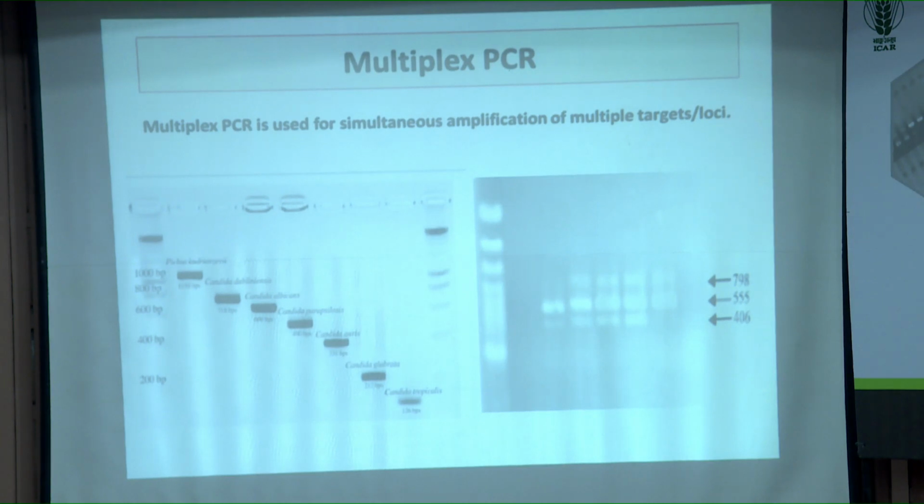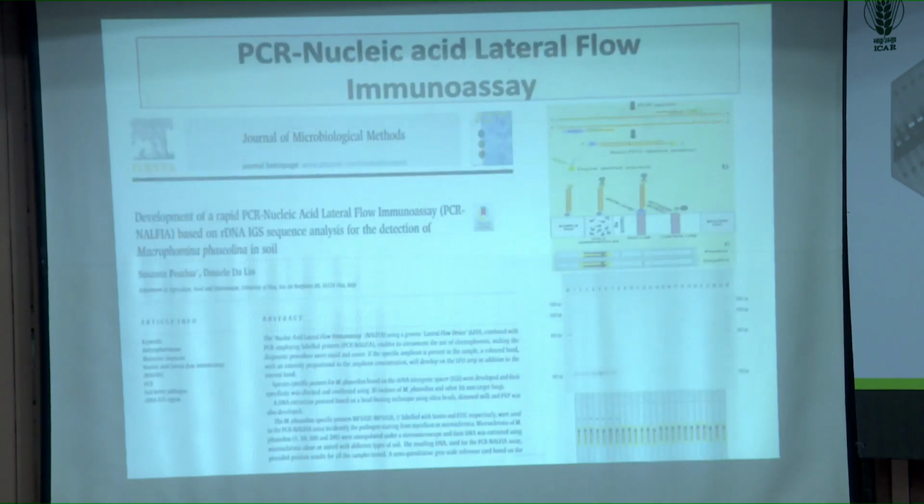Then I told you there are variations. One is TaqMan PCR, quantitative PCR, and the other is multiplex PCR. In this case, at the same time we can detect so many pathogens. Specific bands are there for specific pathogens. So, these are some of the examples where it is used. Multiplex PCR is used for simultaneous amplification of multiple target genes.